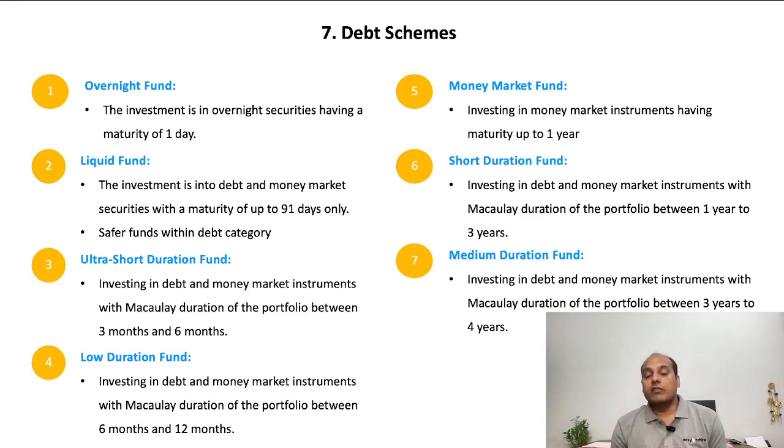So when we say duration of the portfolio, it means that majority or most or maybe all of the securities in that portfolio will get matured between 1 year to 3 years. Then comes medium duration bonds. These invest into debt and money market instruments with Macaulay duration of portfolio between 3 years to 4 years. So Macaulay duration is a formula which is used for figuring out what is the overall maturity duration of a combined set of securities.